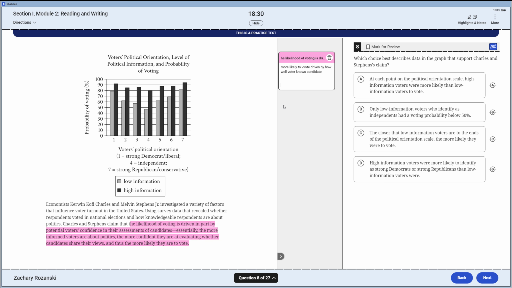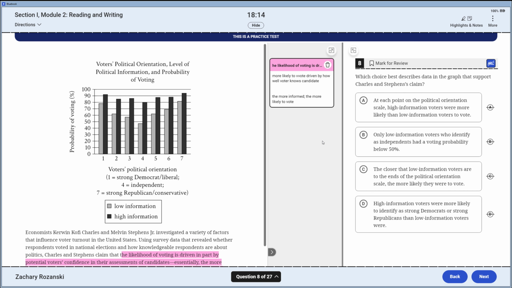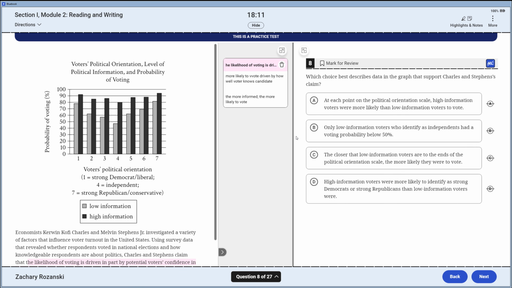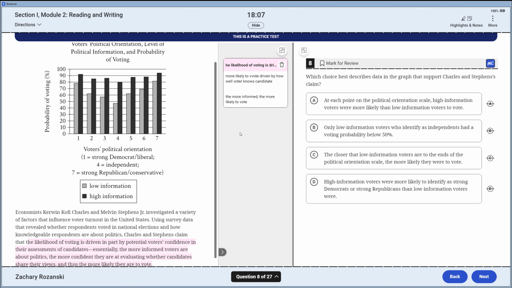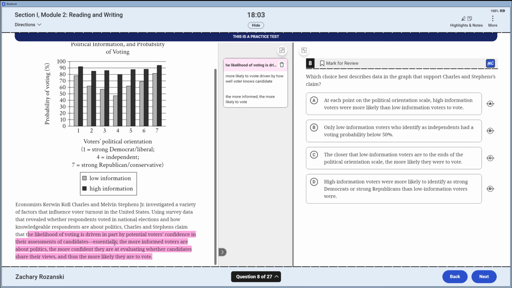And it says essentially, which means this is going to package it up into something that I can understand a little bit better. The more informed, the more confident they are, the more likely to vote. The more informed they are, the more likely they are to vote. I dig it. I feel good about this. Voters' political orientation, the level, what we're saying, the more they know, the more likely they are to vote. The more they know, the more likely they are to go.